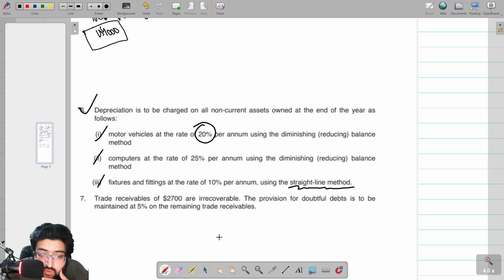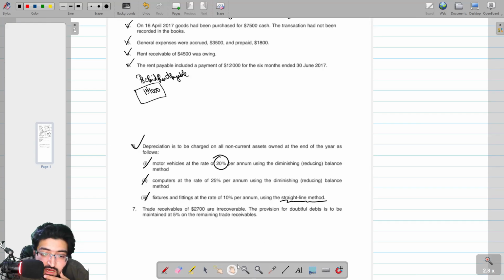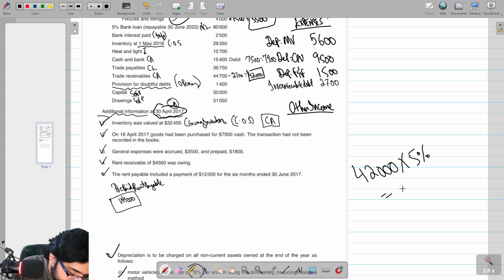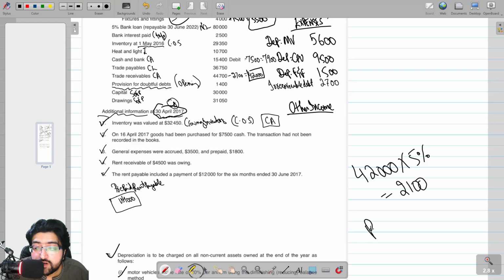So the new value or remaining trade receivables are worth how much? 42,000. As you can see here, let me put this in a box. 42,000. So let's apply 5% on 42,000. 42,000 into 5% gives me 2,100. So the provision for doubtful debts is 2,100. I've told you what these are.